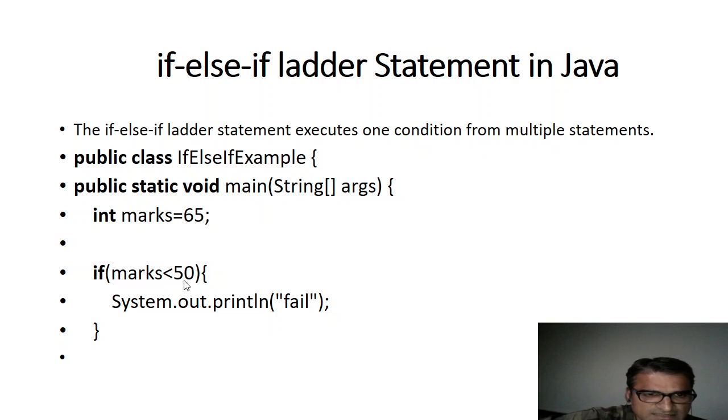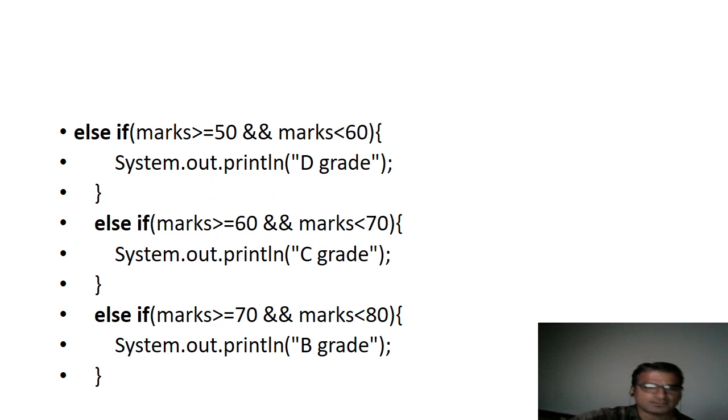whether marks is lesser than 50. If the marks is lesser than 50, then it will give the output as fail. See, check out. But our marks is 65. 65 is not lesser than 50, the condition is false. So that statement will not get executed. Now let us see the second condition. If marks are greater than 50 and lesser than 60.